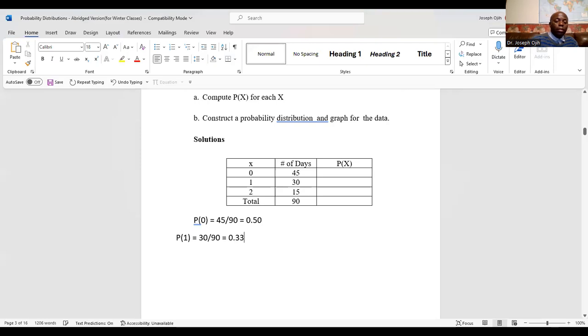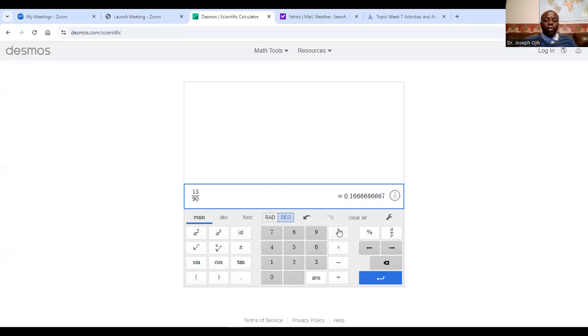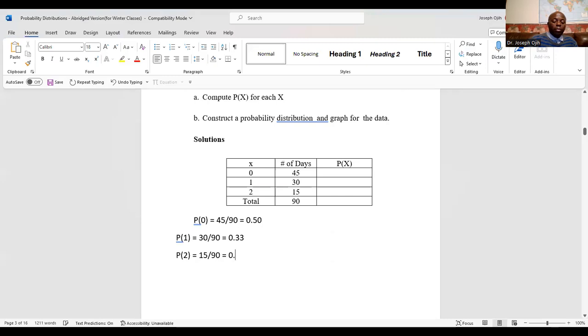0.33. Next one will be to find the probability of 2, which will be equal to 15 divided by 90. 15 by 90 gives me 0.17 rounded.